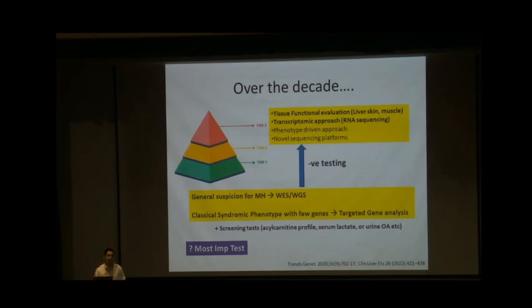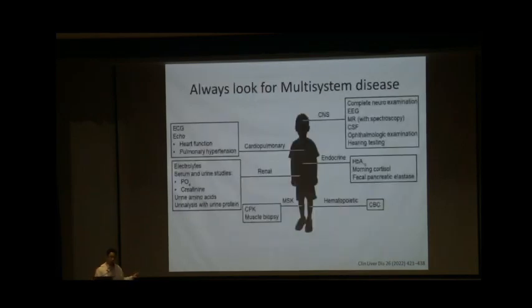But the most important test is your clinical observation and awareness. You have to suspect first, and get the entire multisystem involvement evaluation done before going ahead with functional evaluation or genetic testing. And this is the most important slide of my entire presentation. Always look for multisystem involvement. They have highlighted the kind of tests that you have to do in every patient. Don't think that he has not presented with neurological involvement, so I won't do an MRI brain. He has not presented with muscular involvement, I won't do a CPK. Do it in every patient with a suspected mitochondrial disorder.